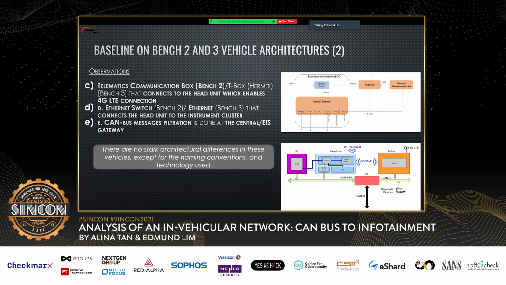Okay, so they also both have the telematic communication box, which is a TCB, and for bench 3 it's got the Hermes, as mentioned by Alina, that connects to the head unit and enables a 4G LTE connection. How they're doing this is that the TCB, or the T-box, has the embedded SIM. And then we have the Ethernet switch in bench 2 and a direct Ethernet connection on bench 3, connecting from cluster to head unit. So as far as we can tell for our purpose of the bench setup, there are no stark differences in this vehicle architecture, except in their naming and design technology used.